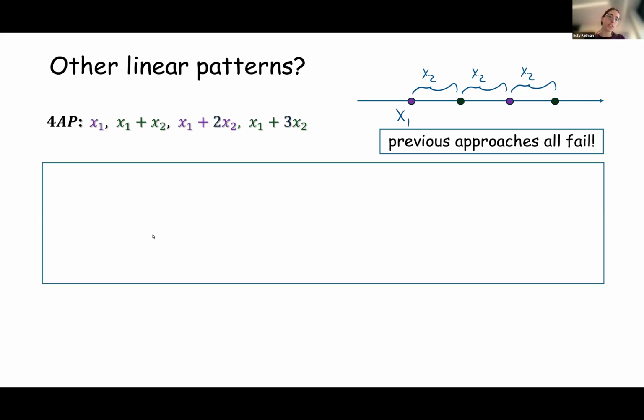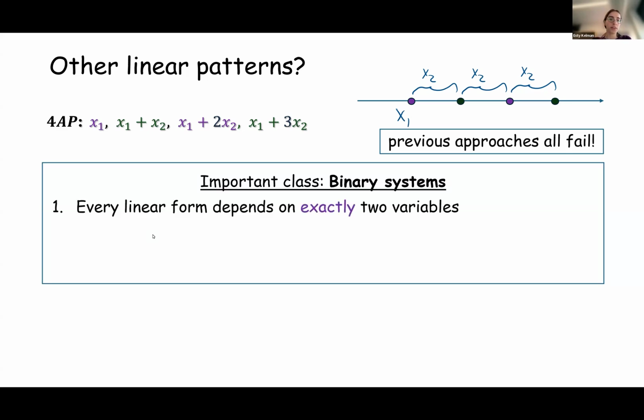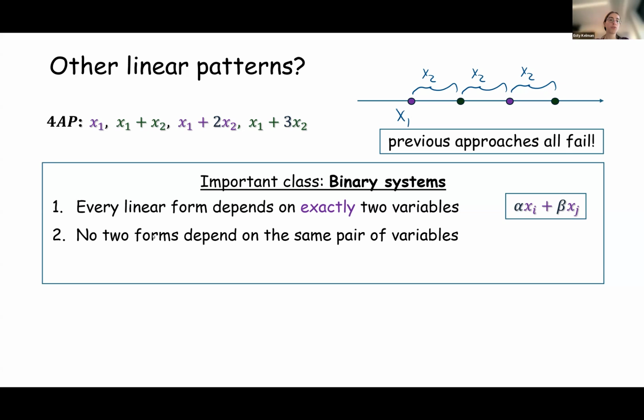And an important class between them is the class of binary systems of linear forms. In such linear patterns, every linear form depends on exactly two variables, of the form alpha x_i plus beta x_j, where alpha and beta are not zero. And no two forms depend on the same pair of variables. This is very related to simple graphs. Any such system we can represent as a graph.